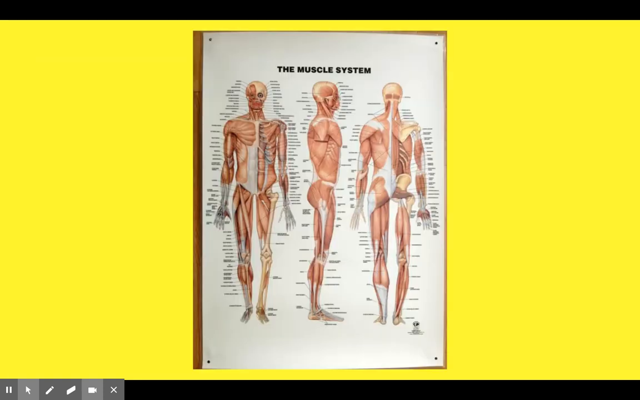Here's a diagram of the muscles in the body. And they all have a certain name. You need to know 3 names of muscles and 3 names of bones for your test. You need to know the function of each system for your test.